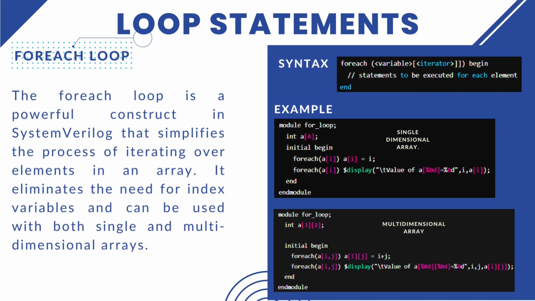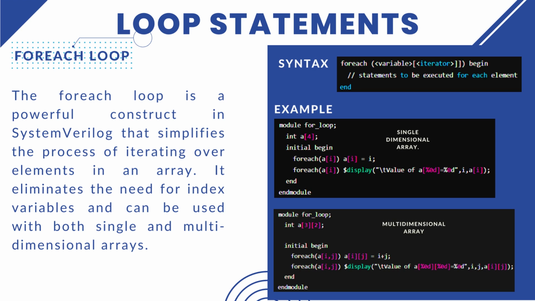Let's see how to use the foreach loop in SystemVerilog with some examples. First, we will look at an example of a single-dimensional array. In this example, we create an integer array A with 4 elements and use the foreach loop to iterate over each element. In the foreach loop, we use the variable A[i] to reference each element of the array, where i is the loop variable. Within the loop, we set the value of each element of the array equal to the loop variable i.